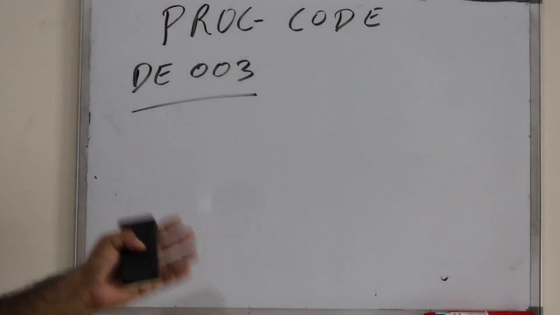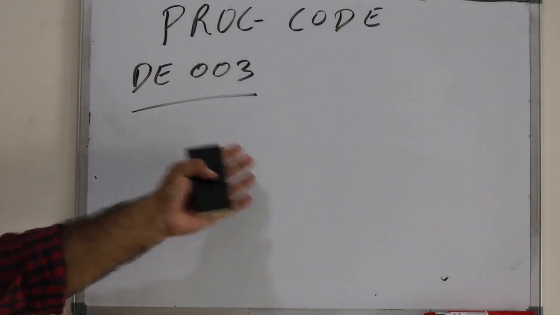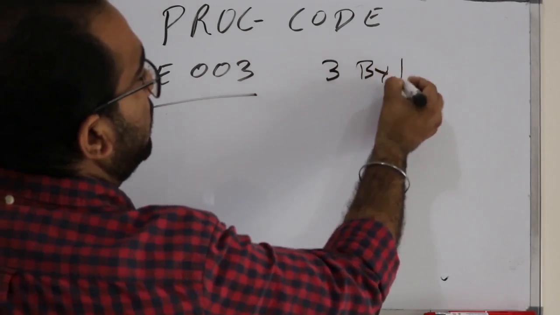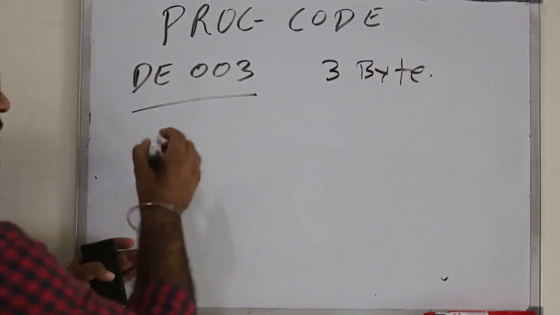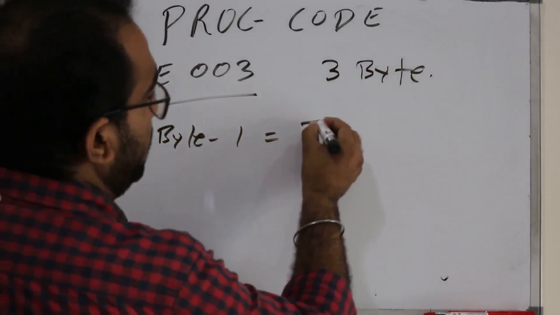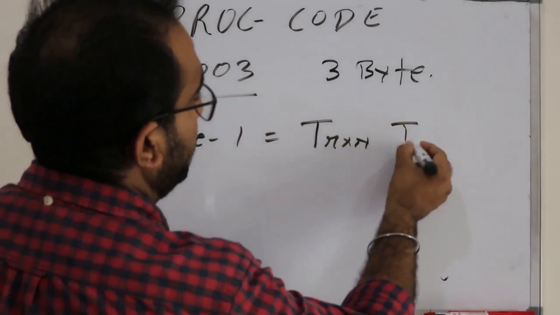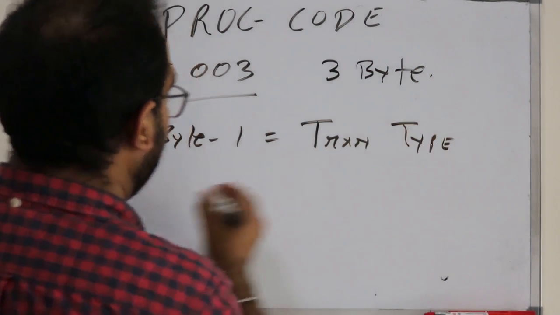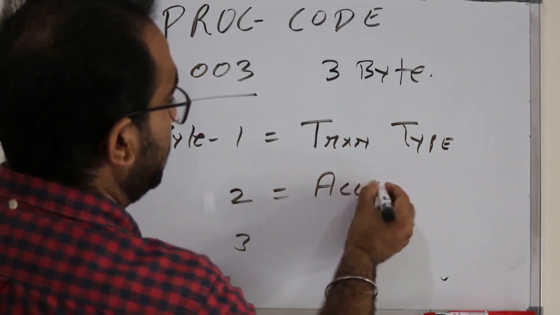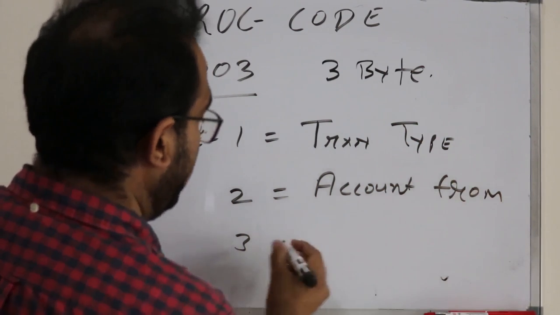Now the next ISO field is the processing code, data element 03. This is a 3-byte field where the first byte is the transaction type, and byte 2 and byte 3 are the account, from account.